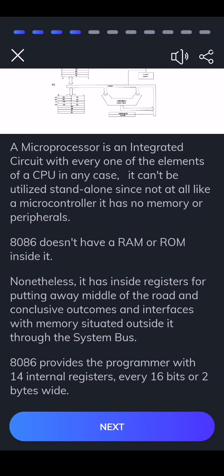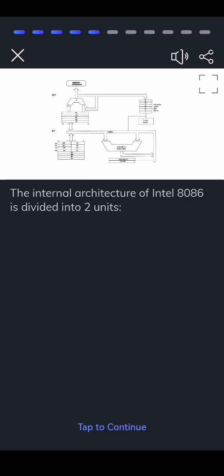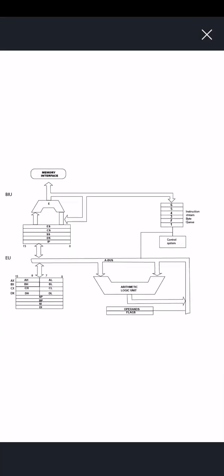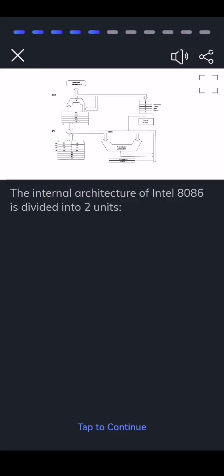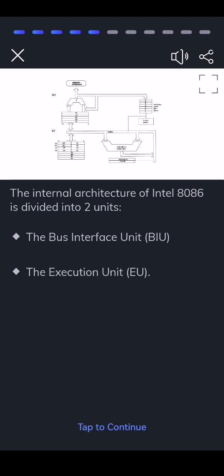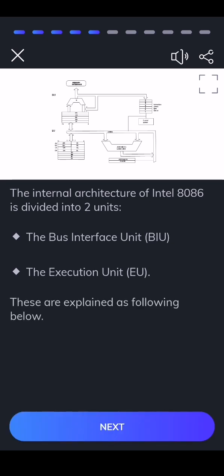8086 provides the programmer with 14 internal registers, each 16 bits or 2 bytes wide. The internal architecture of Intel 8086 is divided into 2 units: the Bus Interface Unit, BIU, and the Execution Unit, EU. These are explained as follows below.